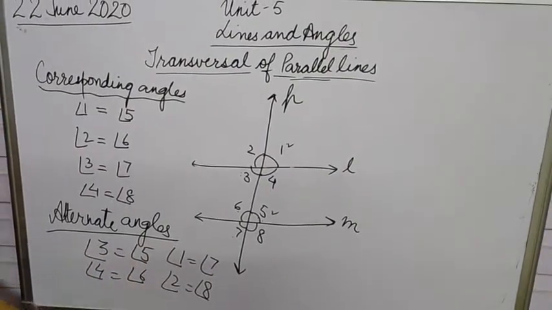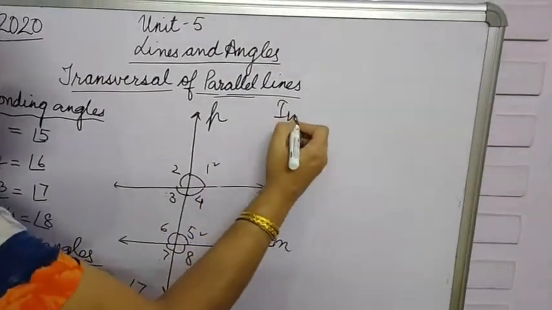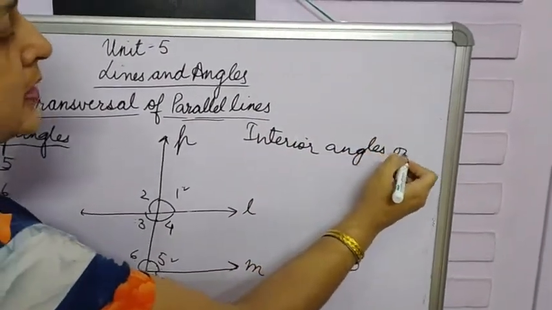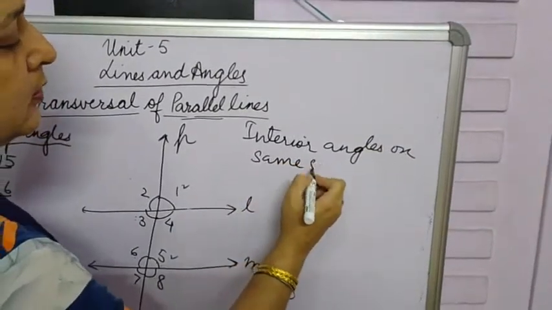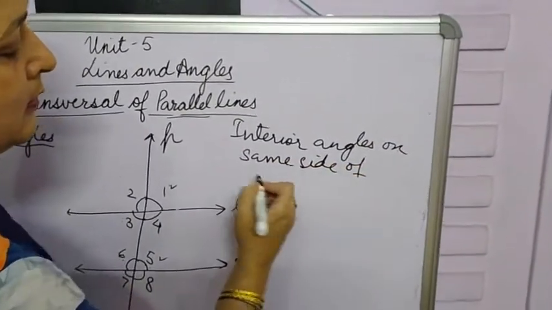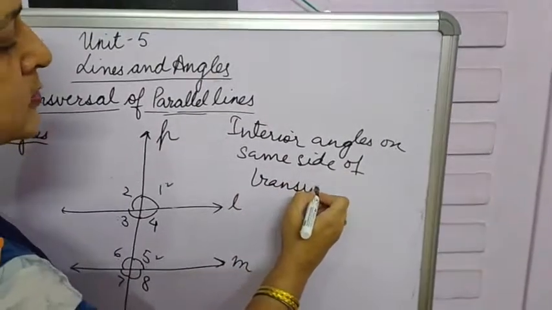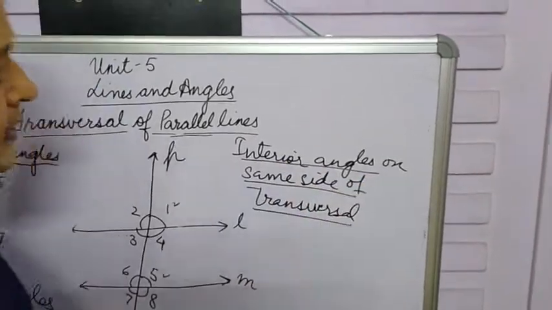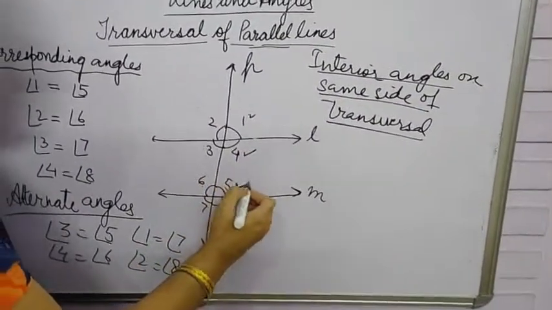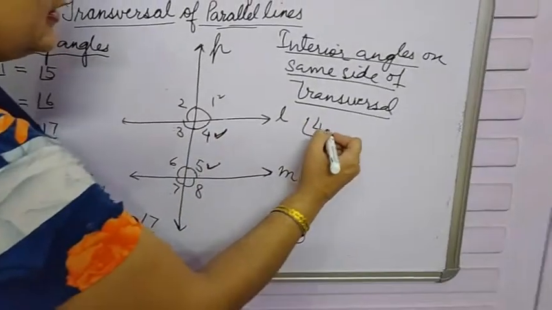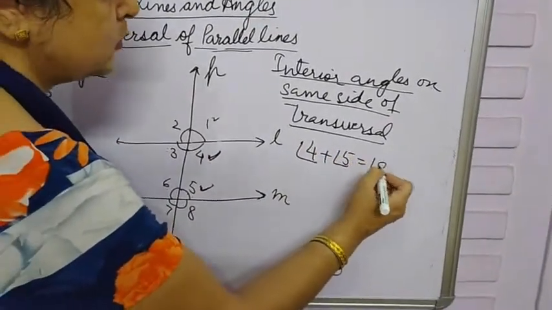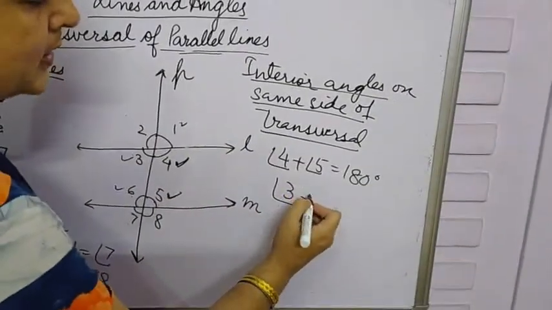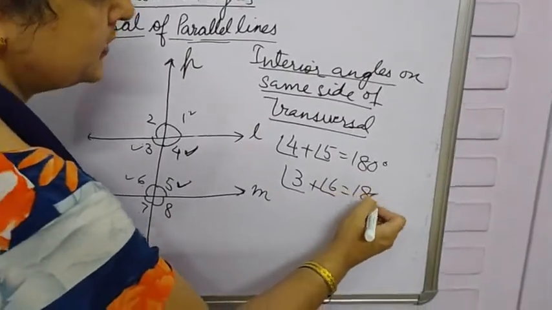Third, we had studied about interior angles on the same side of the transversal. Whenever the lines are parallel and they are cut by a transversal, then what is the special property of such angles? That their sum is 180. Like we have these two angles on the same side of the transversal here. So angle 4 plus angle 5 is equal to 180 degrees. Similarly, angle 3 plus angle 6 is equal to 180 degrees.